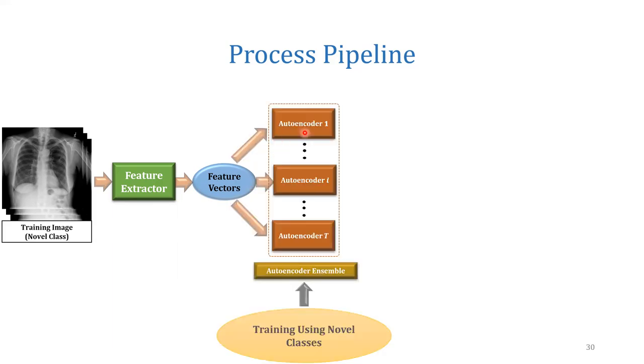Now we apply these feature vectors to the autoencoder ensemble. Since an autoencoder helps to extract salient features and makes decisions using the salient features, although these feature vectors are noisy, the autoencoder can still make good decisions using them. So there comes the role of the autoencoder ensemble. This autoencoder ensemble is trained using only the feature vectors corresponding to the novel classes. Remember that for the novel classes, we have only 5 annotated image examples per class. Therefore, the autoencoder ensemble is trained effectively with only 5 annotated image examples per novel class.